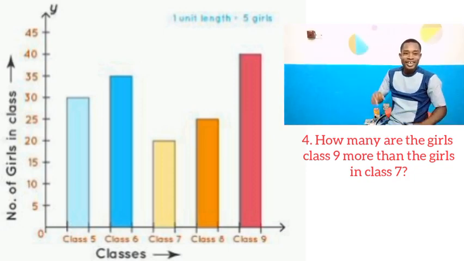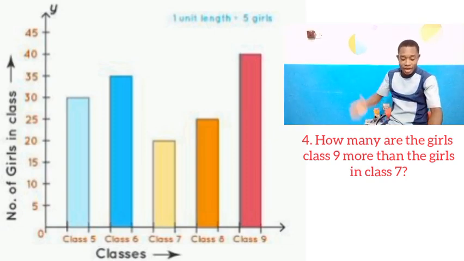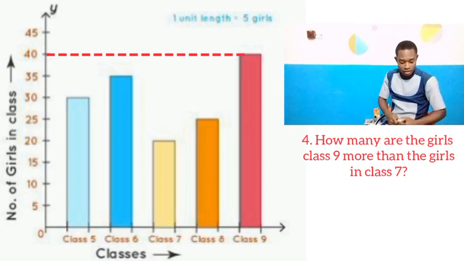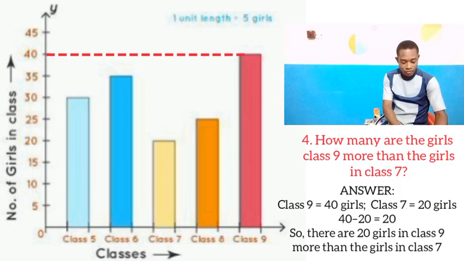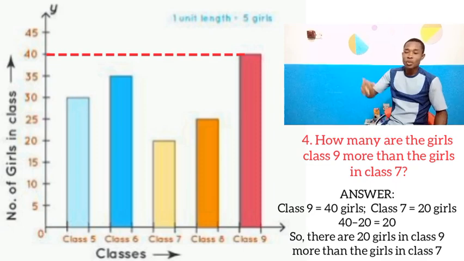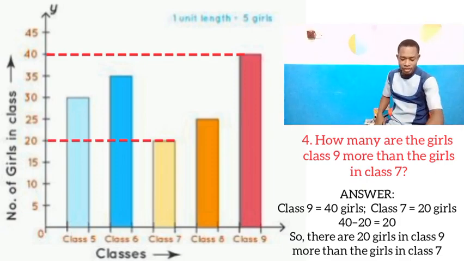Are you ready? Now we will locate the rectangular bar representing class 9. I hope you're seeing that right. Now you notice that in class 9 already from question number 1, we found out that there are 40 girls there. And so what we're going to do is to find out how many girls we have in class 7. So once again, go to class 7, the rectangular bar. You can see the tracing to the y-axis. And in class 7, you see clearly that we have 20 girls.